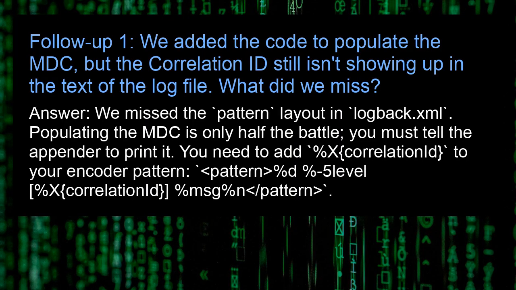Follow-up 1. We added the code to populate the MDC, but the correlation ID still is not showing up in the text of the log file. What did we miss? Answer, we missed the pattern layout in logback.xml. Populating the MDC is only half the battle. You must tell the appender to print it. You need to add %X{correlationId} to your encoder pattern: <pattern>%d %-5level %X{correlationId} %msg</pattern>.